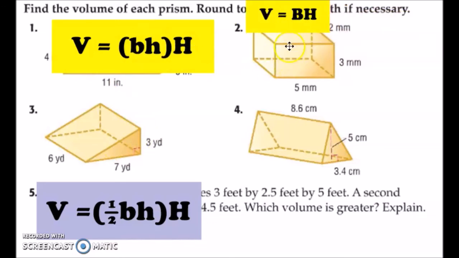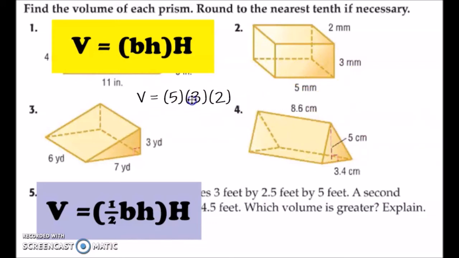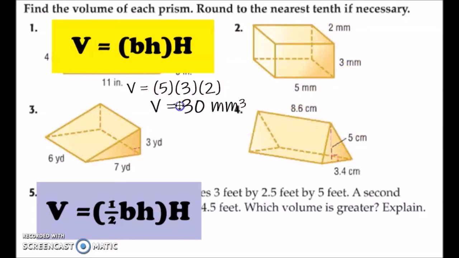Volume is area of the base times the height. So in this case, for number 2, we've got 3 times, well, I should have done 2 here, but I had this front side as the area of my base. Oopsie, spoiler alert. Anyway, I just take those 3 sides and multiply them. That's a nice thing about rectangular base prisms. And so then we'll get 30 cubic millimeters.